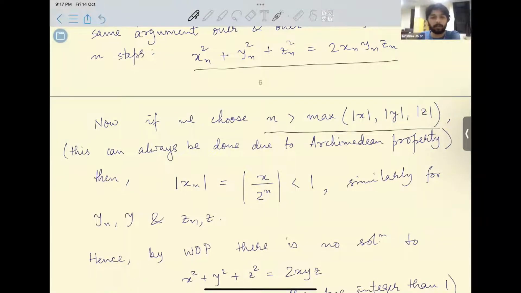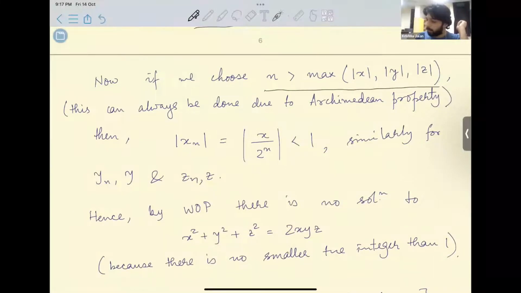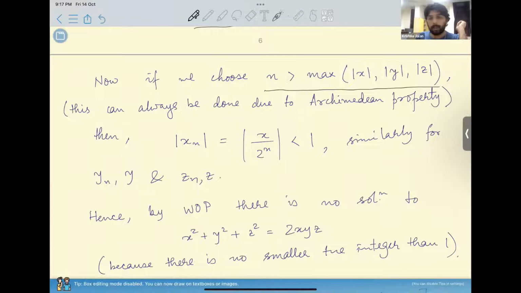I did not write absolute values because x, y, z are naturally positive integers. We are trying to solve them in positive integers, so just for completeness, I've written absolute values. I choose n in such a way that I take the maximum of x, y, z, and then choose an n which is greater than that value. This can always be done via the Archimedean property. You give me any number, I can always find a positive integer which is bigger than that given number. So clearly xn, which was equal to the absolute value of x divided by 2 to the power n, is less than 1.